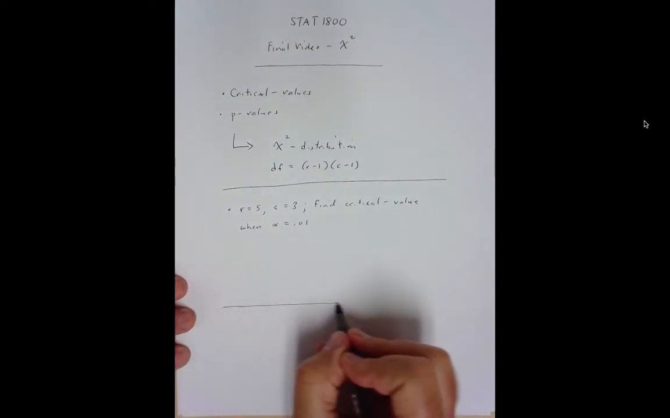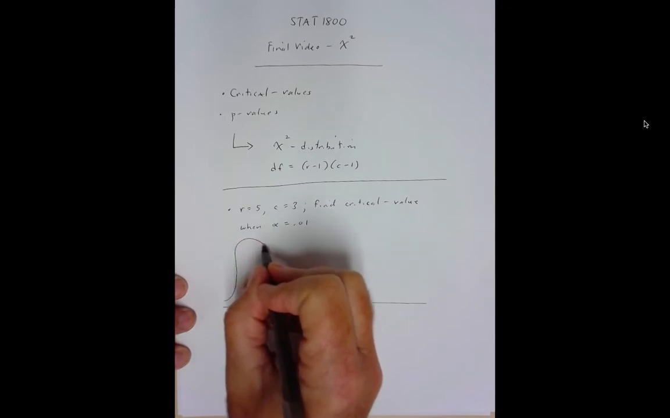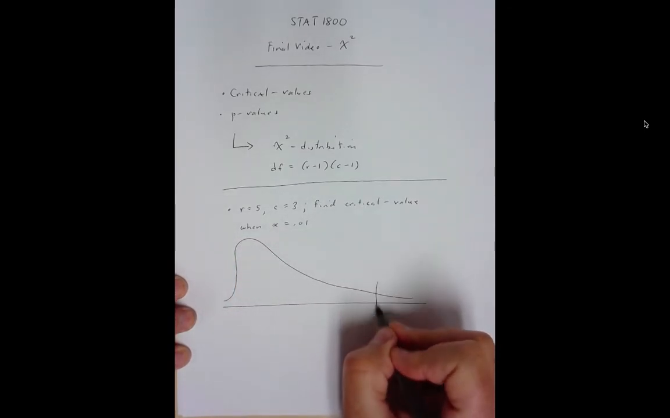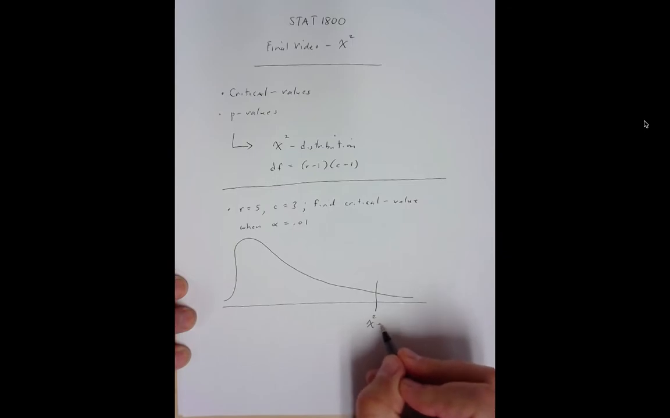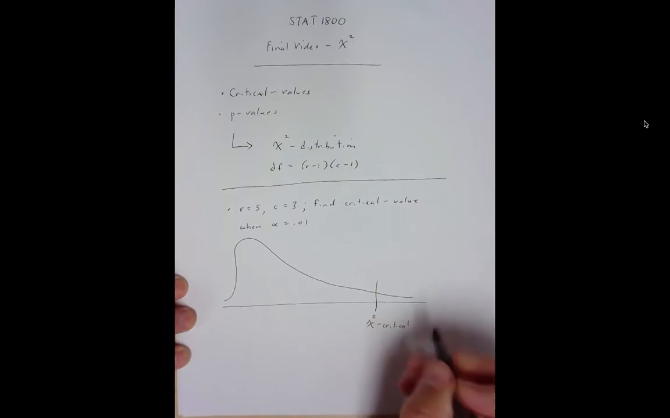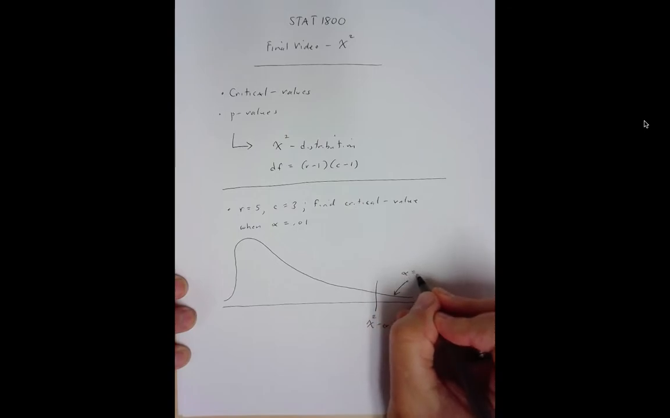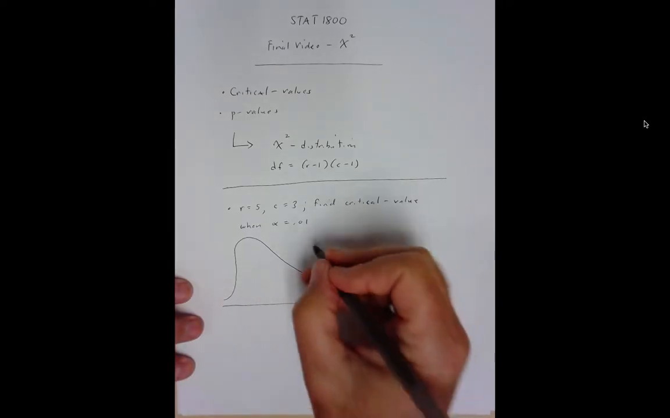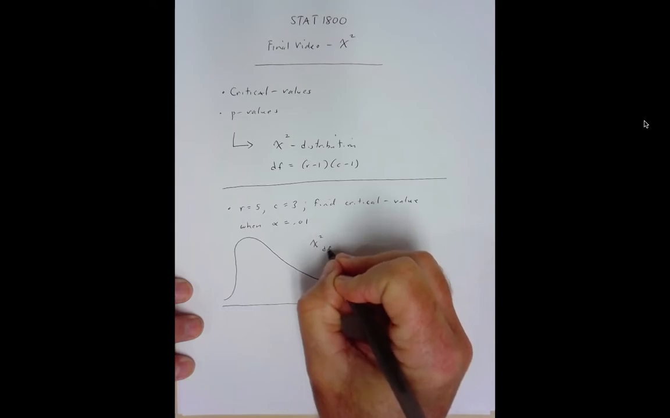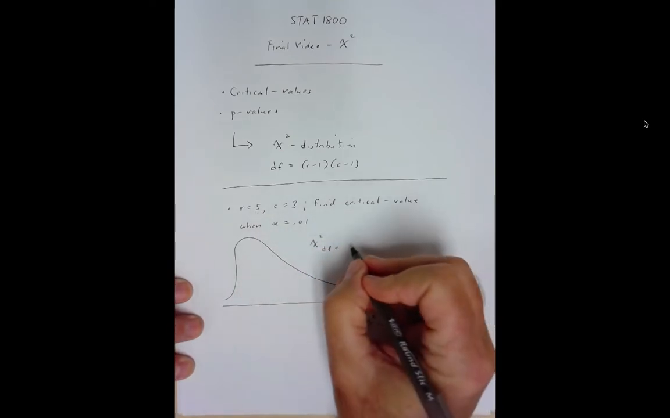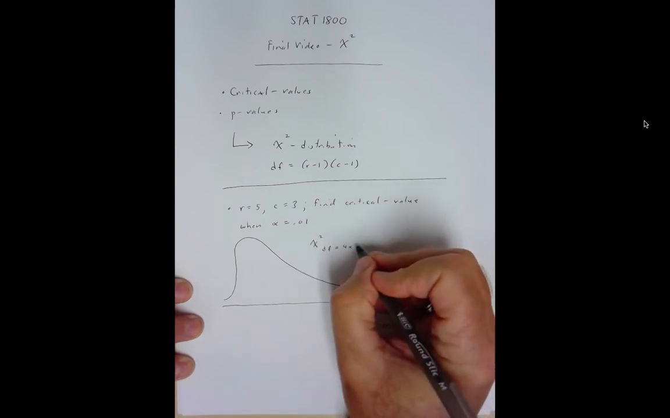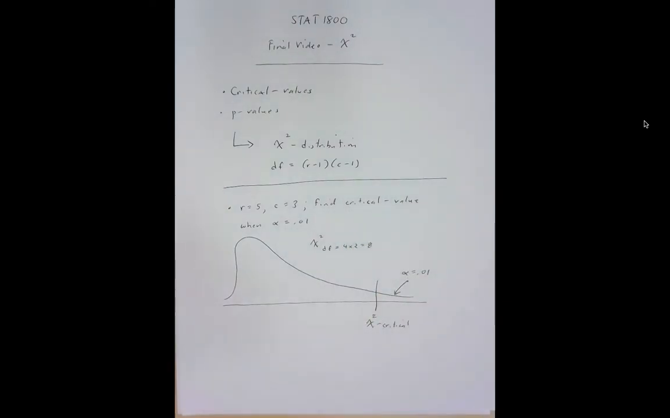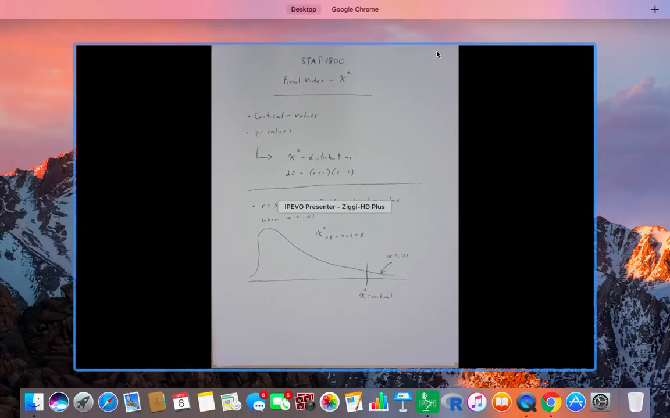So guys, essentially what we have here is the chi-square distribution, and we want to find the chi-square critical value for which we have 1% of the area to the right. And this distribution will have degrees of freedom rows minus 1 times columns minus 1, so it will have degrees of freedom 8.